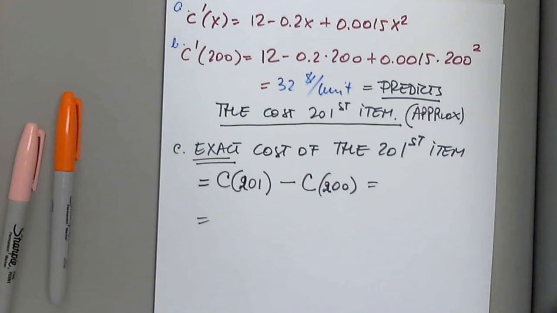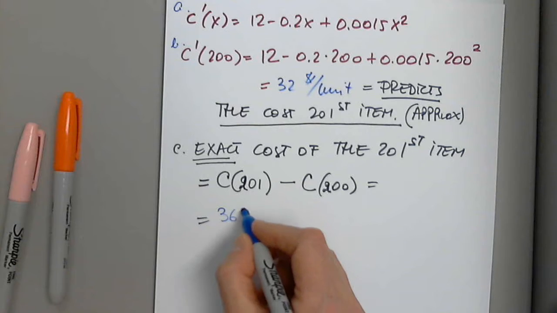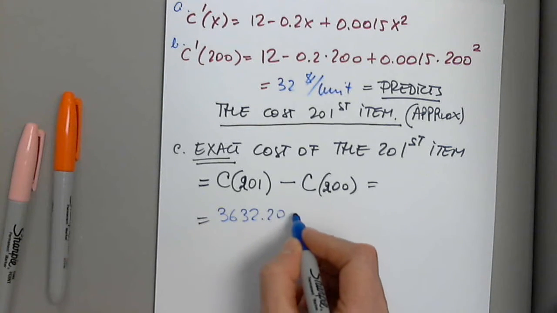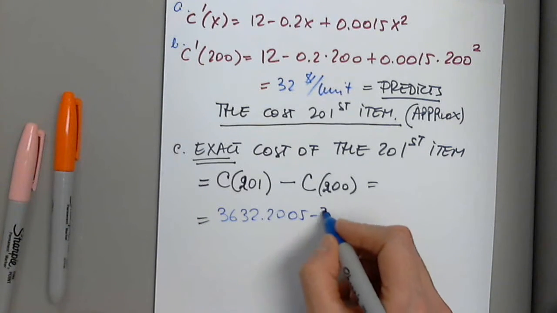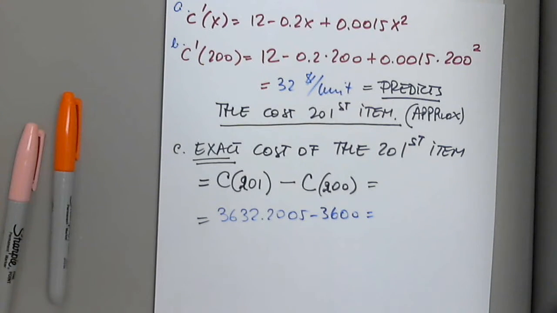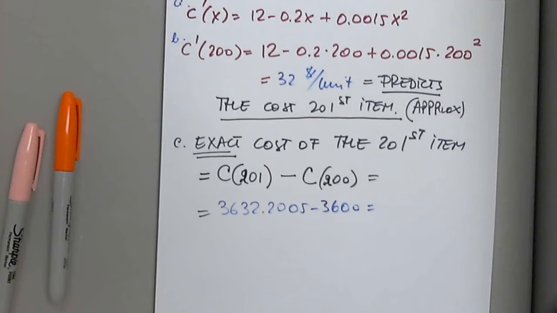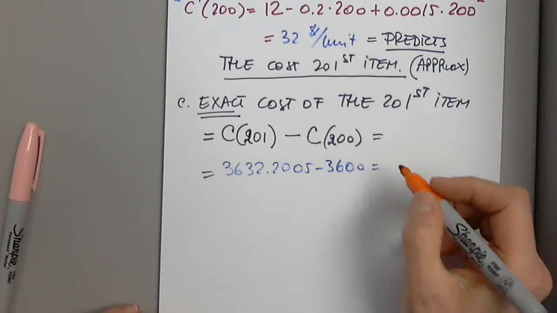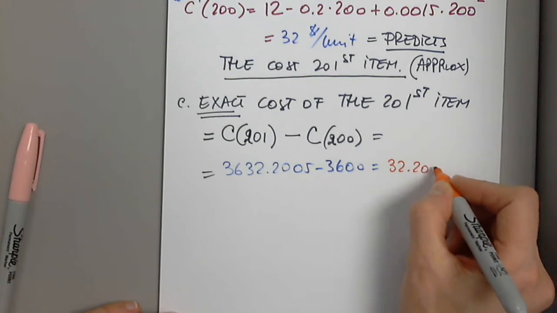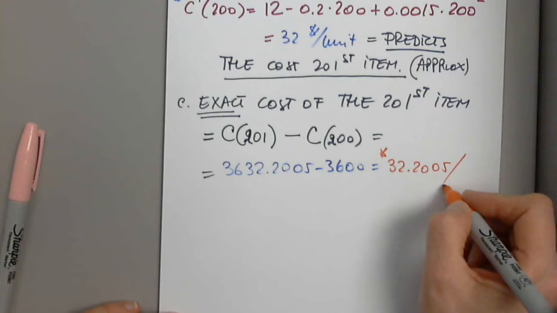So as you see, we are subtracting. Am I okay now? Yeah. For now, right. So 3632.2005 minus 3600. Am I correct? Yeah. Okay. At least for now. So we have $32.2005 per unit.